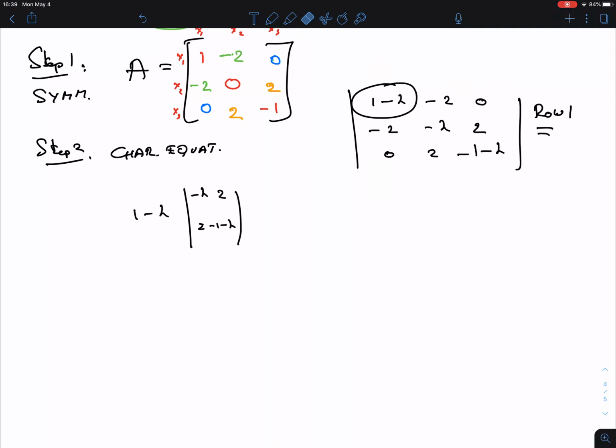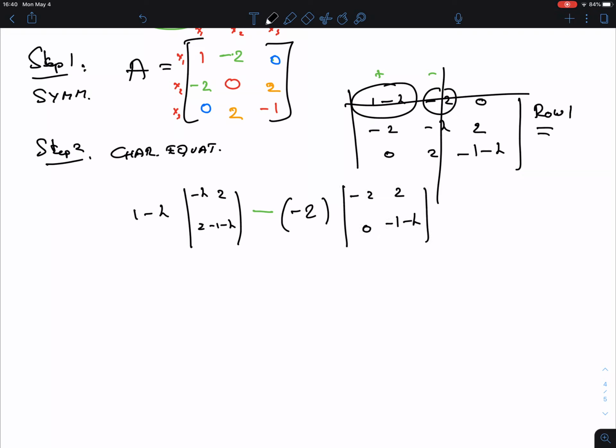And then the other cofactor, going over this row, the other factor is -2. But when you do more than 2 rows, we always have to be careful here about the signs, right? So this comes with a negative sign, so it's -2, and then what is left is -2, 2, 0, minus 1, minus lambda. Okay, that's the only thing you have to be careful about.